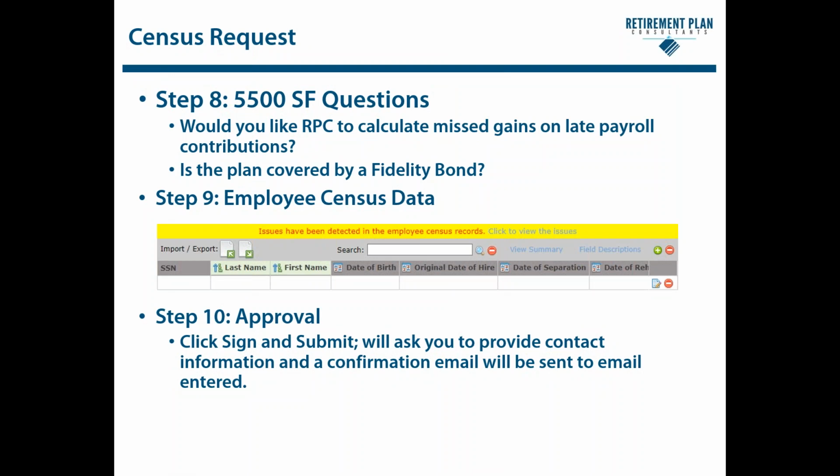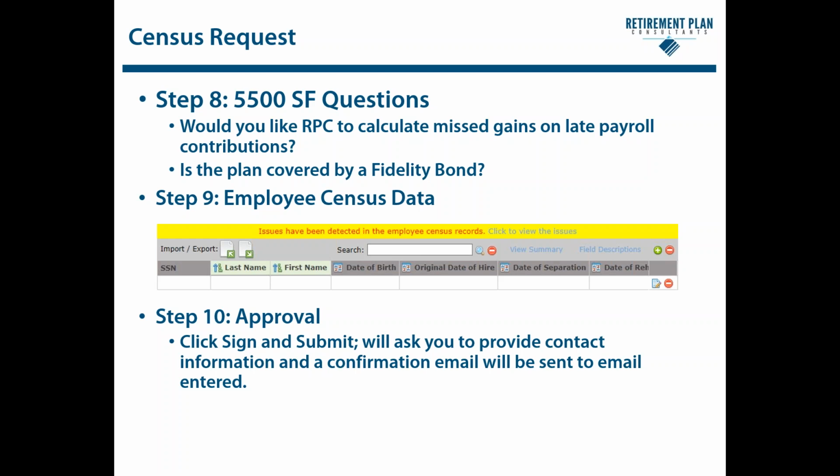Step 8 contains 5500 short form questions. An important question in this step asks if the plan is covered by a fidelity bond. If your plan is not covered by a fidelity bond, you should receive an email from your RPC representative with more information about obtaining coverage.